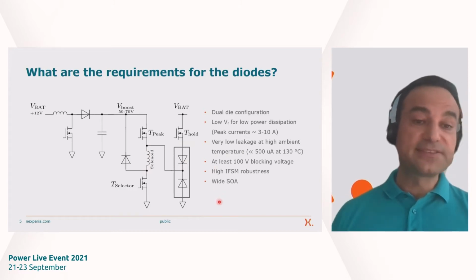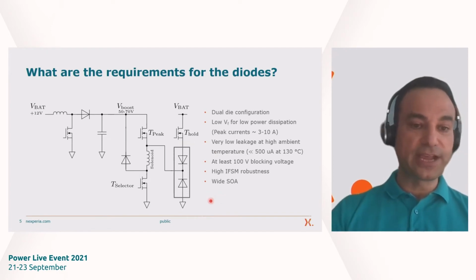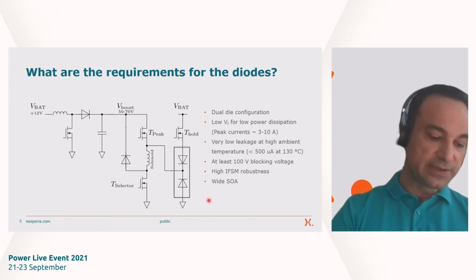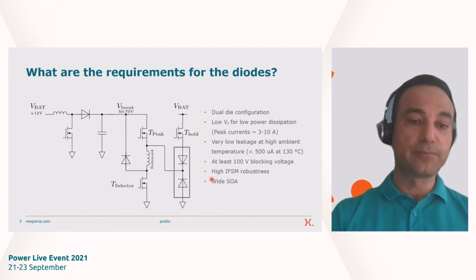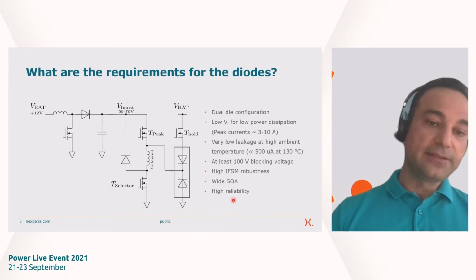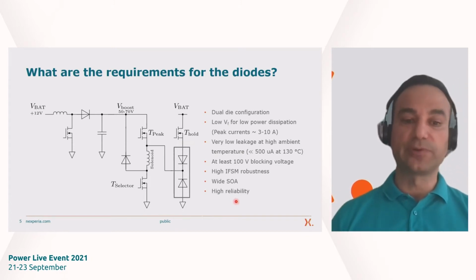And we need a wide safe operating area. As I mentioned, this application is potentially exposed to a high ambient temperature. For example, it could be in the engine bay of a car. So we need products with a wide safe operating area. And last but not least, reliability is, of course, key in automotive applications.